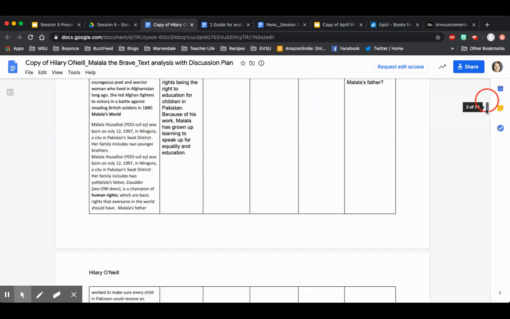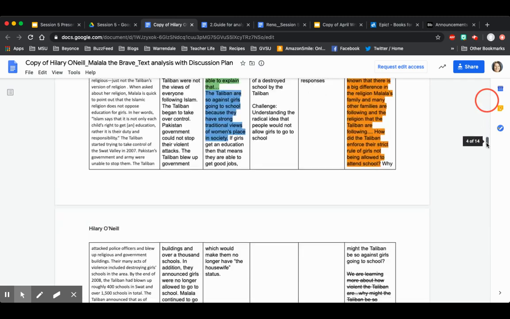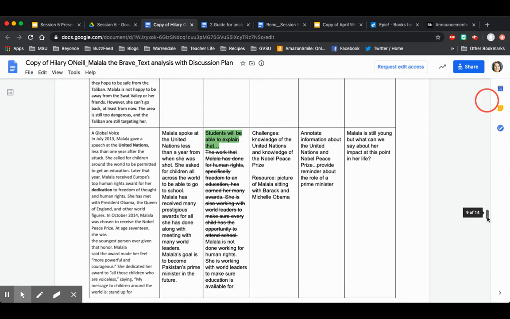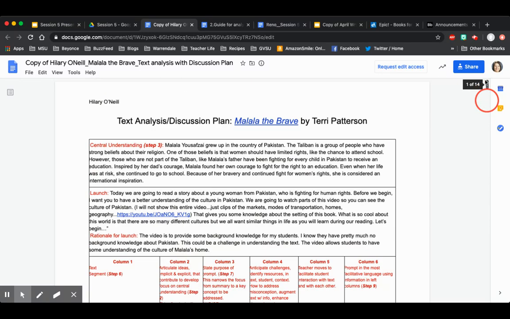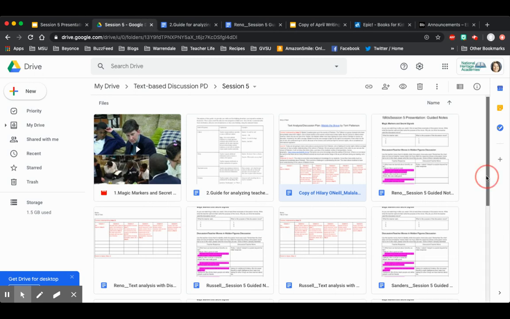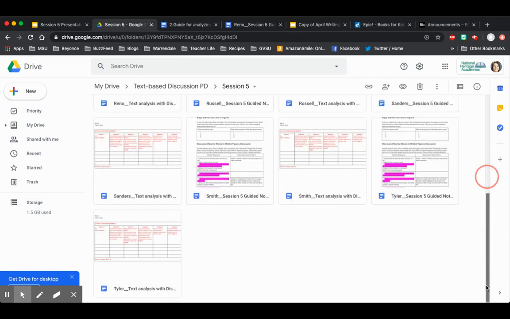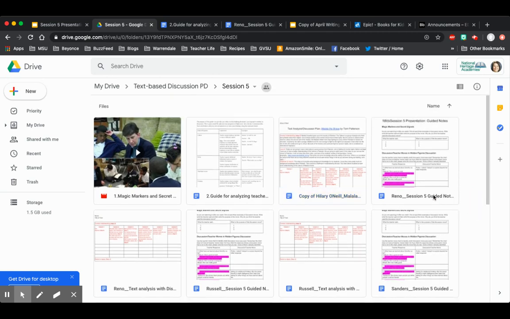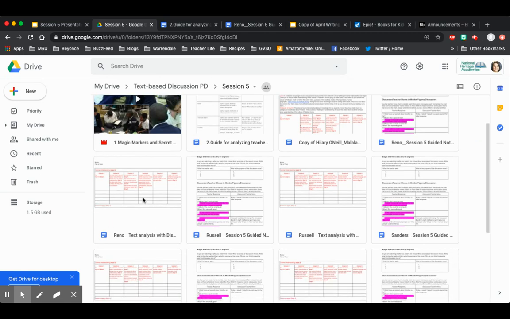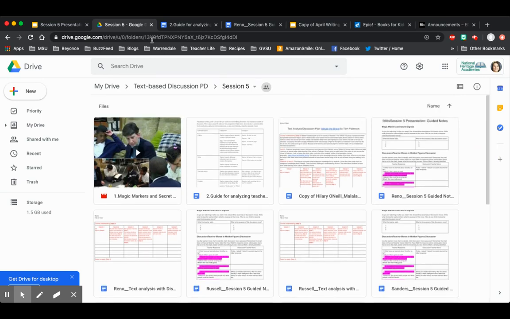Okay. So you can look through this for your reference if you'd like. And let me see if there was anything else. I think that's it. The rest of the stuff is the guided notes that go along with this presentation, and then your document for your discussion plan. Okay? So again, let me know if there is anything you need. I'm here. Thanks again.